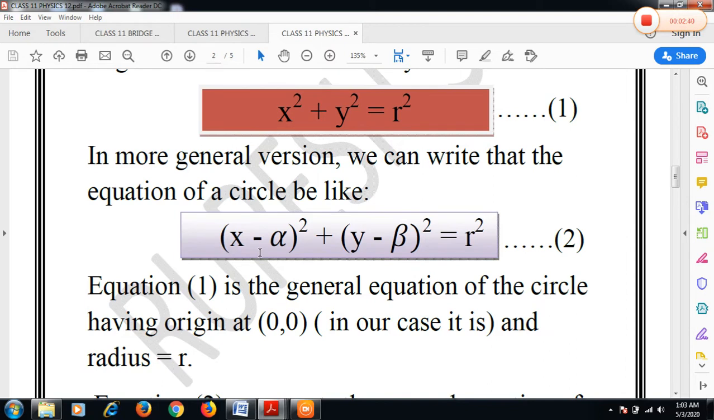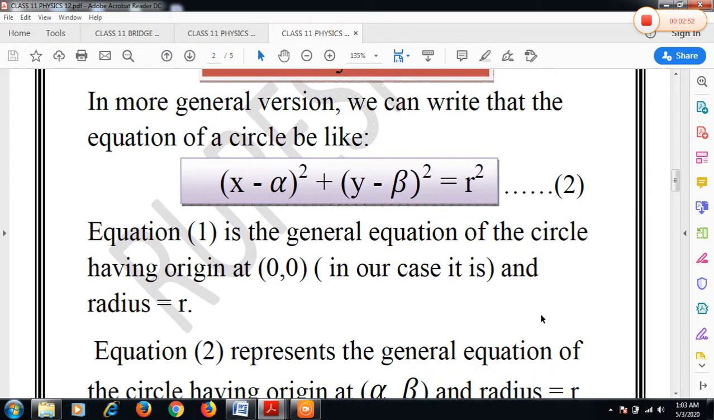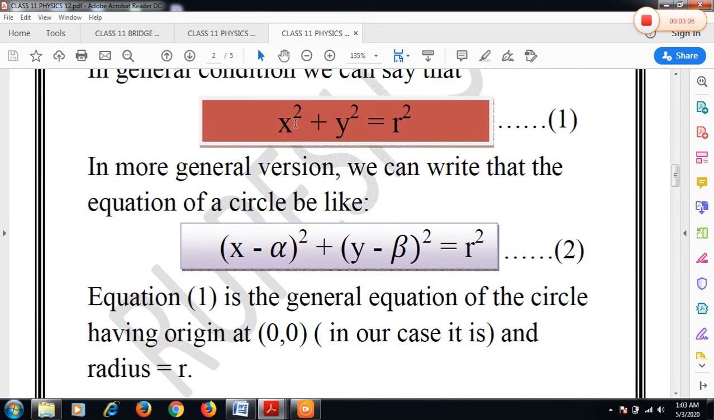Now, equation 1 is the general equation of the circle having its center at (0, 0), and radius equal to r. Equation 2 represents the general equation of the circle having its center at (alpha, beta), that is, the origin has been shifted from (0, 0) to (alpha, beta). Here in equation 1 the circle has its center at (0, 0). Now in equation 2 the circle has its center at (alpha, beta).